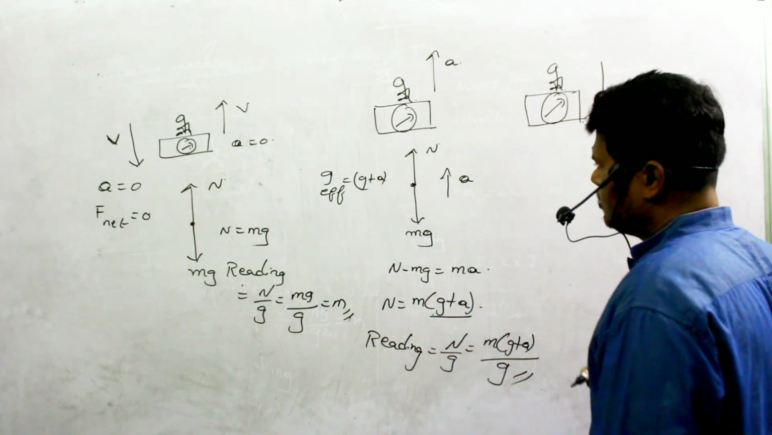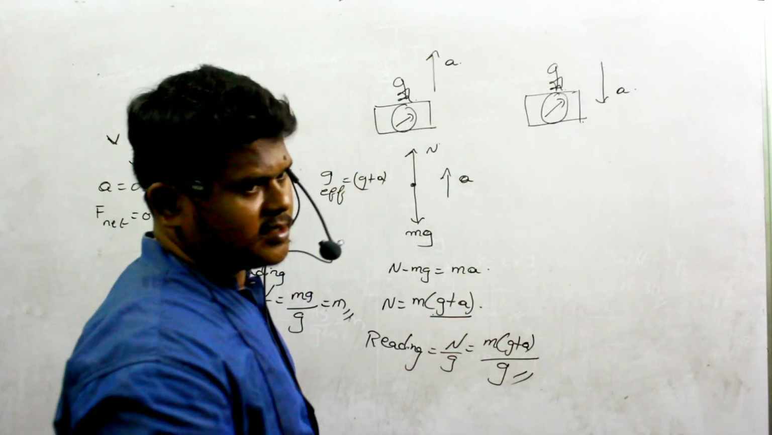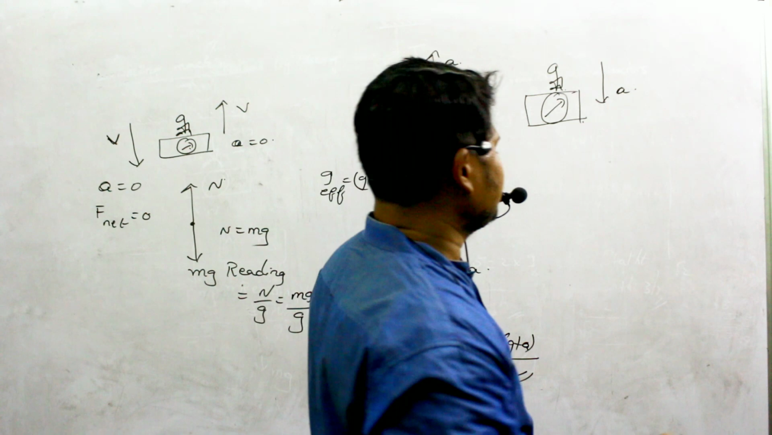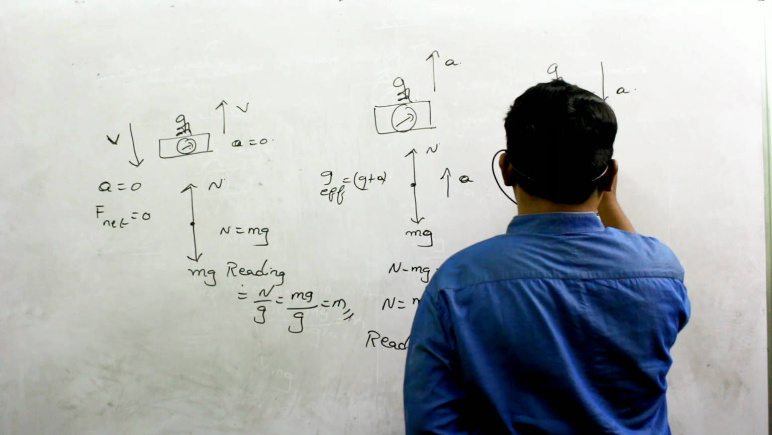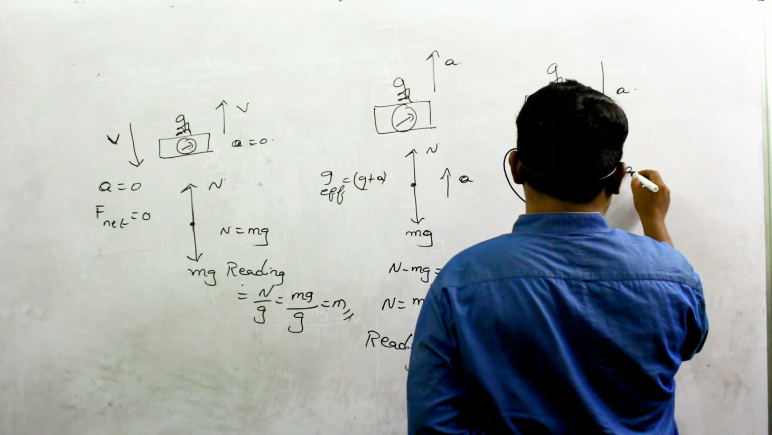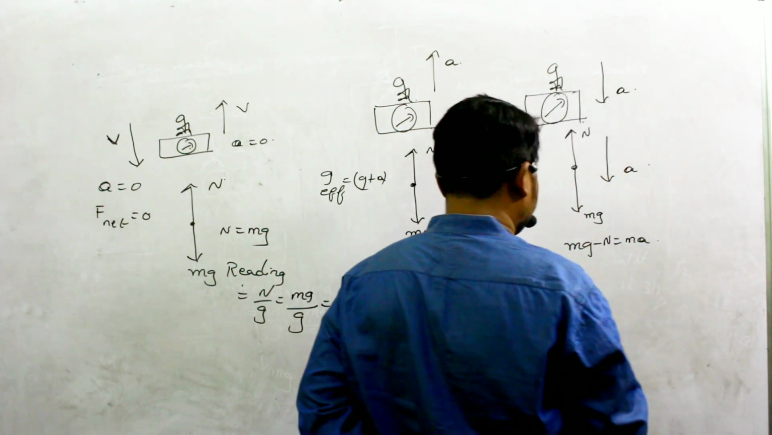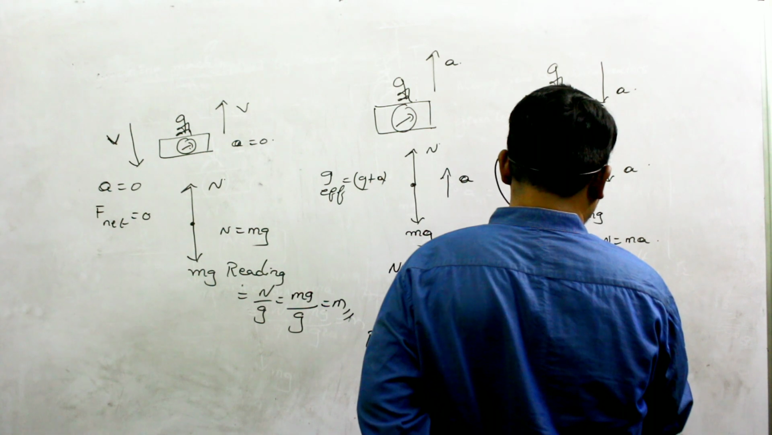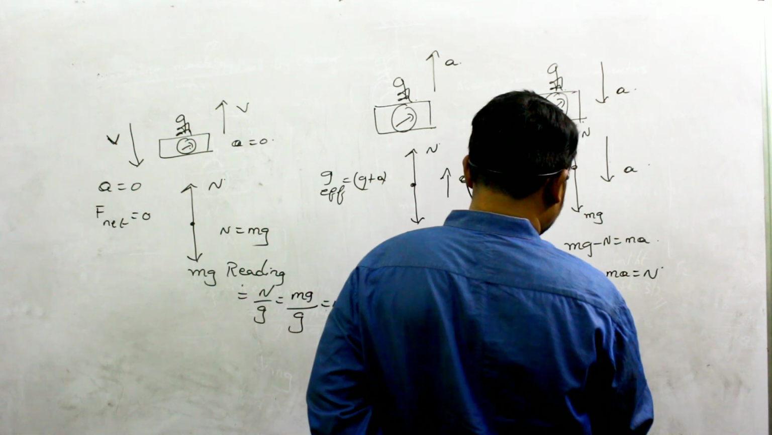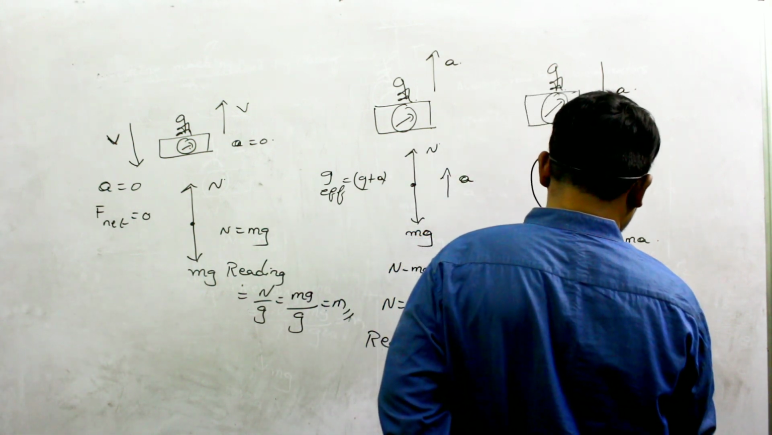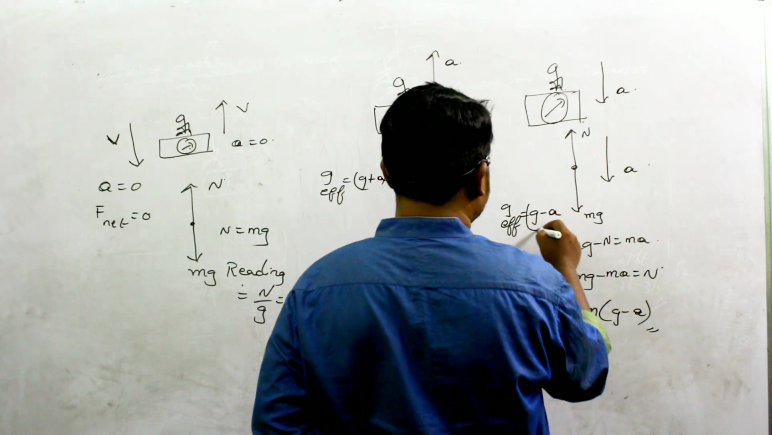Similarly, if I study one more condition, this is the weighing machine, person standing on the weighing machine, and total system is accelerating down with an acceleration of a here. So if acceleration direction is downwards, definitely I can say downward forces are greater than upward forces. So this is mg, and this is the normal reaction given by the weighing machine, and acceleration is downwards. So mg minus N is equal to ma. So therefore mg minus ma is equal to N. So N is equal to m into (g minus a). So here g effective value is equal to g minus a in this condition.